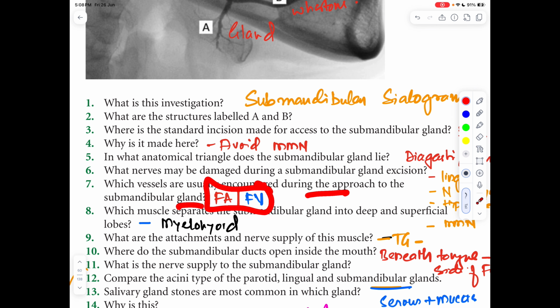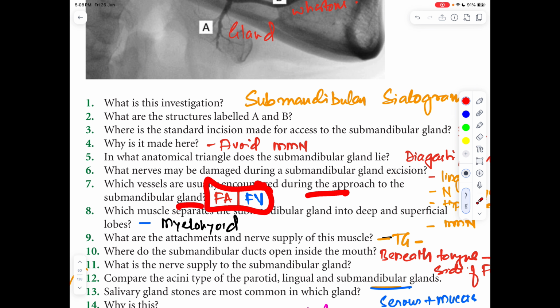Which muscle separates the submandibular gland? There is the mylohyoid muscle in between, with a superficial and a deep part. What is the nerve supply of this muscle? Trigeminal nerve. Why does the submandibular gland open beneath the tongue, at the frenulum of the tongue? What is the nerve supply of the submandibular gland? It has parasympathetic supply. Compare the acini of the parotid, sublingual, and submandibular glands. The submandibular has both serous and mucous acini. That's why stones are common, because the secretion is viscous and alkaline, with serous and mucous components.